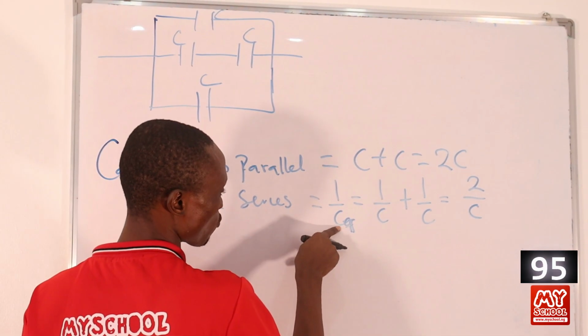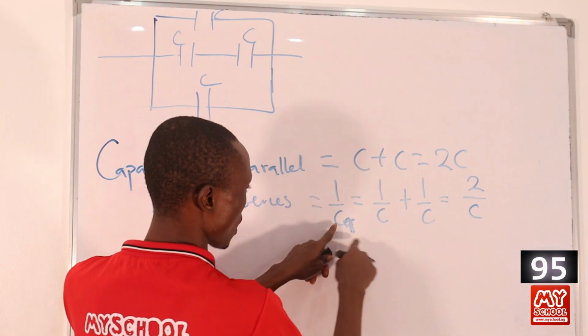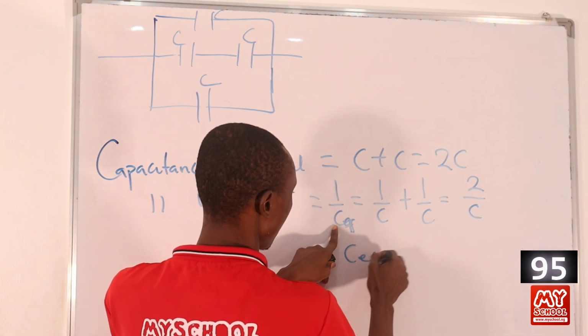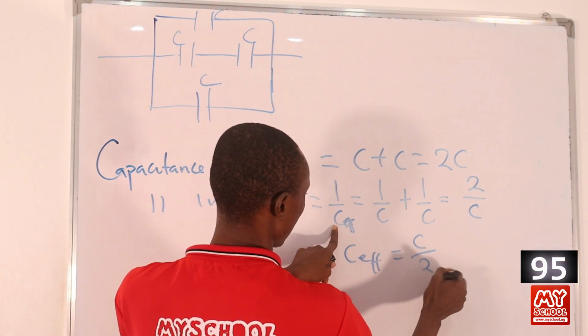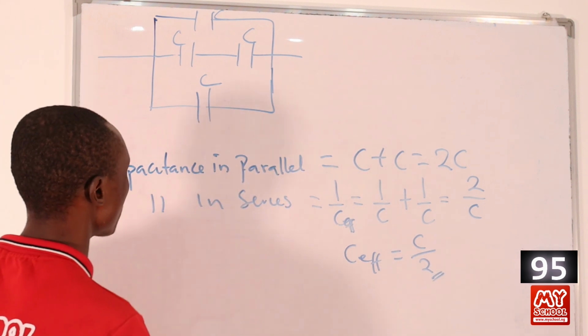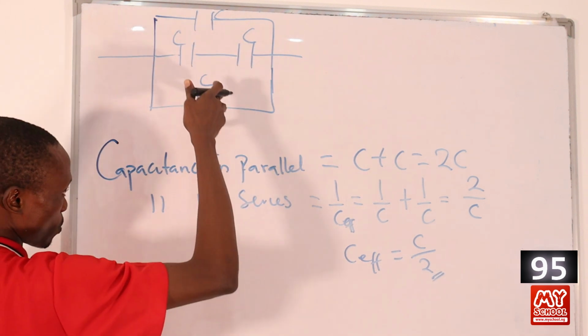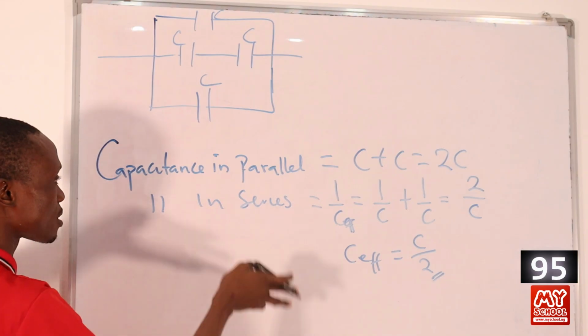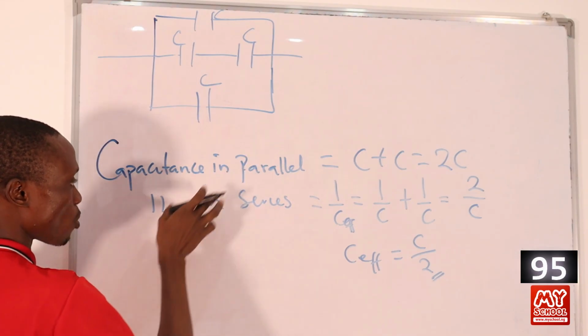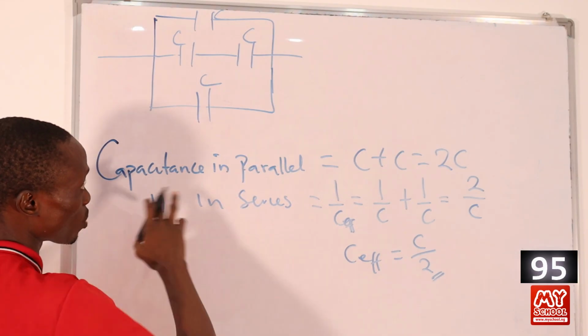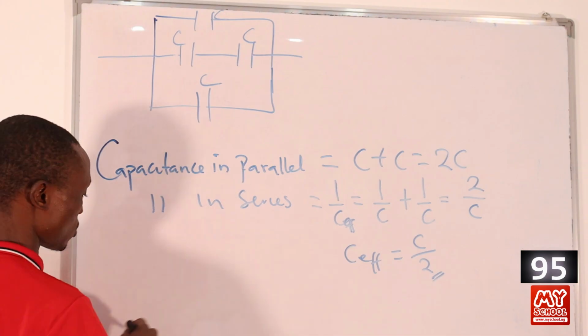But since we are looking for the effective capacitance, our C effective will now be equal to C over 2. Okay? So now let's get the effective capacitance of the circuit. In that case, we are going to be adding the capacitance in parallel plus the capacitance in series. That will give us the effective capacitance of the circuit.